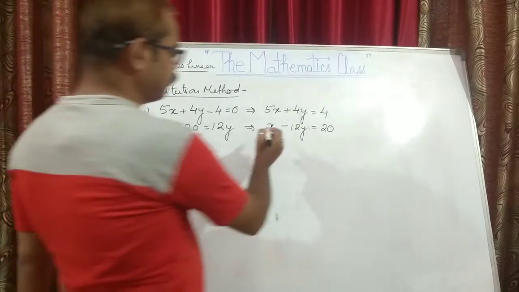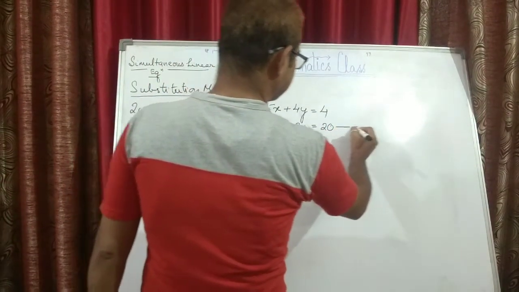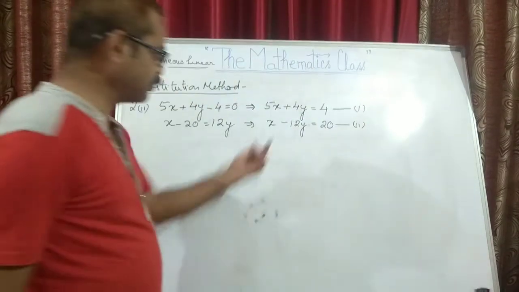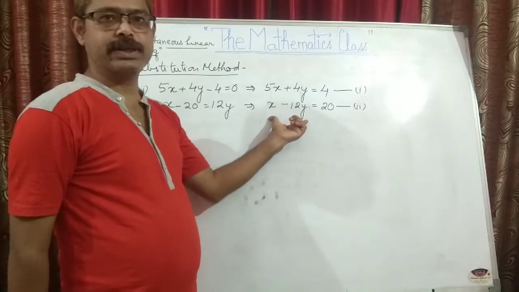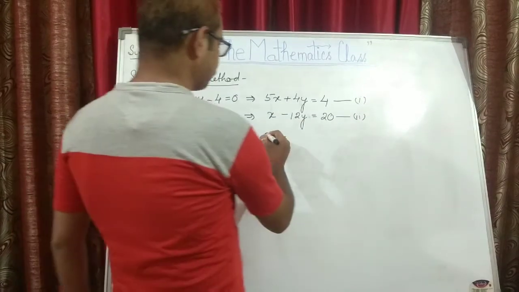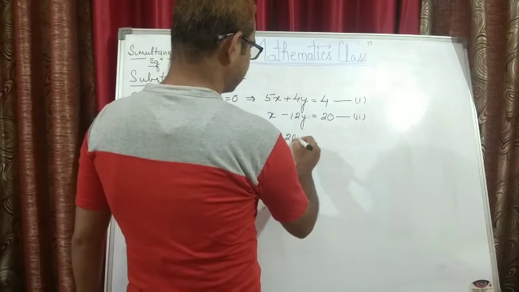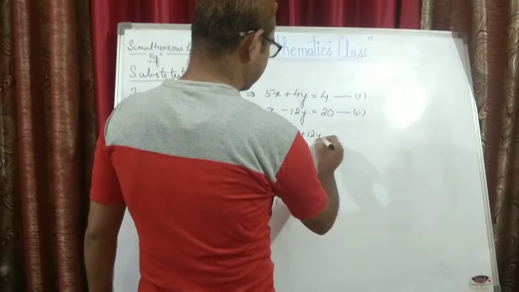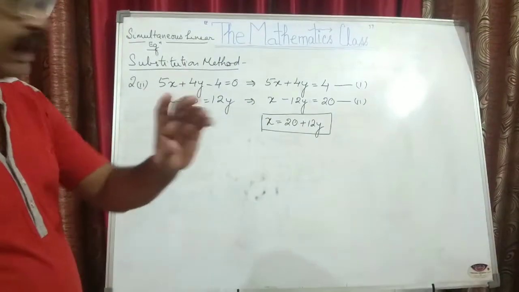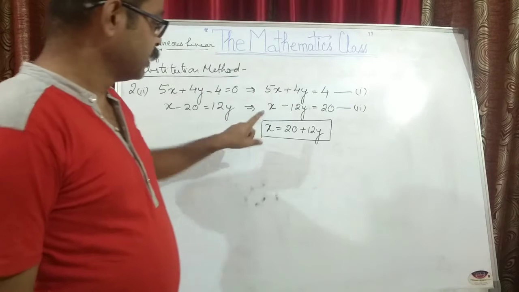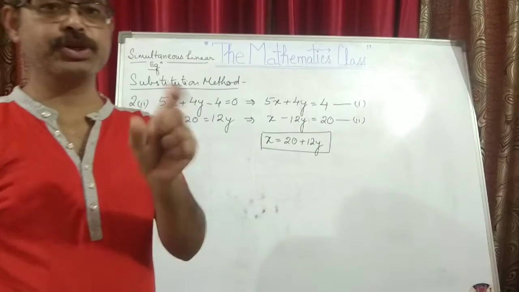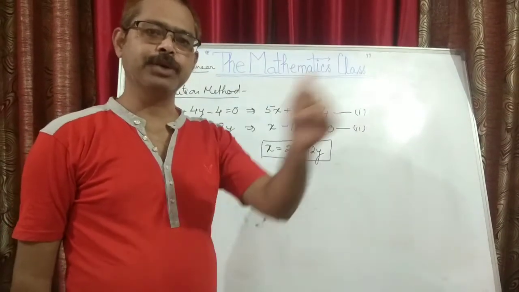So what I am doing, let us name this as equation number 2 and let us name this as equation number 1. From equation number 2, it is easy to write x is equal to 20 plus 12y. So we are writing x is equal to 20 plus 12y, meaning we got the value of x in terms of y plus a constant. The basic thing is you need to convert the value of one variable into the other variable.